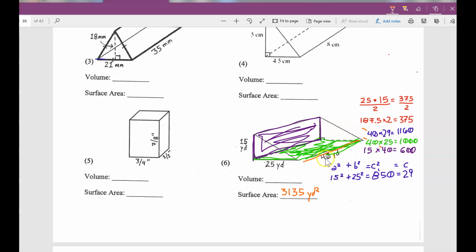We multiplied our front to back measurement, 40, by each side of the front triangle. We did 40 by 25 to get the floor. We did 40 by 15 to get the wall. And we did 40 by 29 to get the slant. So there is a shortcut here. You can just multiply your front to back measurement by each side of your triangular face. Then add those together, add in the front and back triangles, you've got your answer.